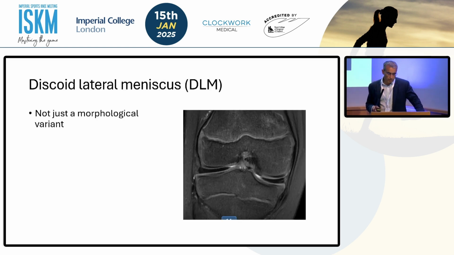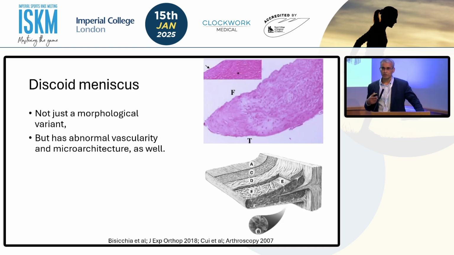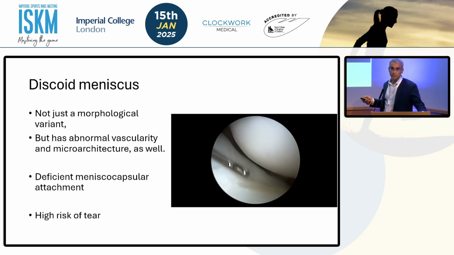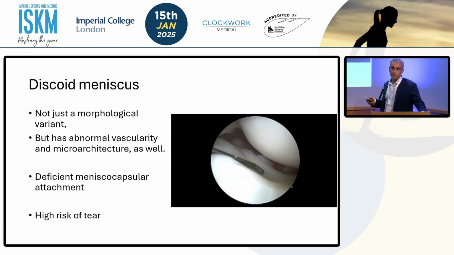Okay, but discoid is not just a morphological variant. It has lots of problems inside. Its vascularity is not good. The central part of the meniscus has no blood supply, and compared to a normal meniscus, where the fibers are laid peripherally in a circumferential manner, in a discoid the central part is very disorganized. So with its deficient meniscocapsular attachment, the shape puts it at a higher risk of re-tear.